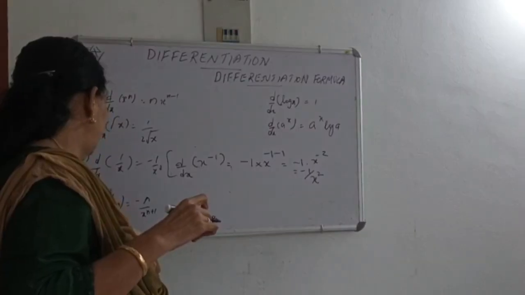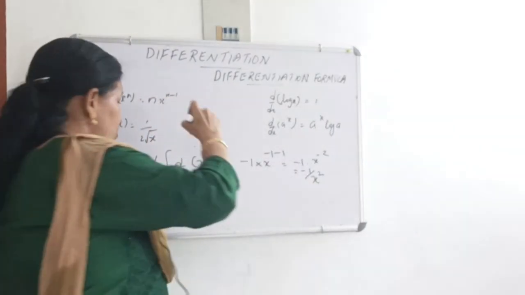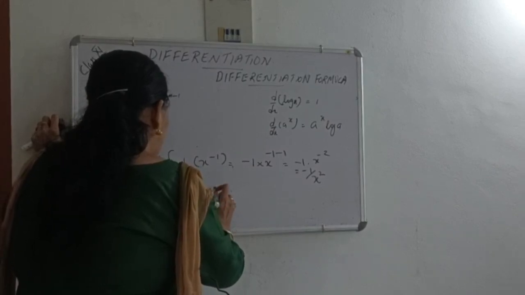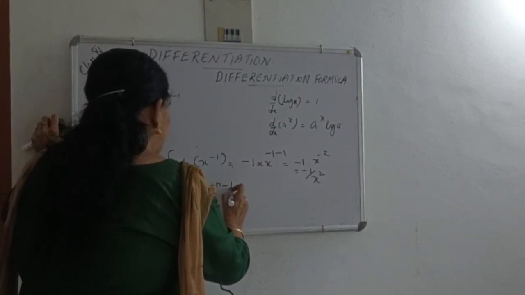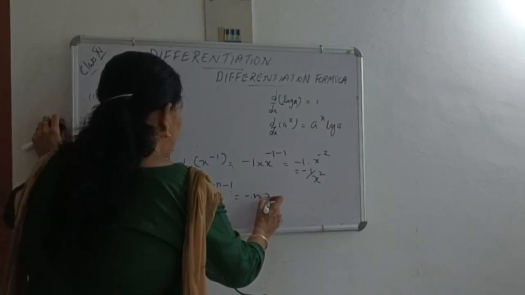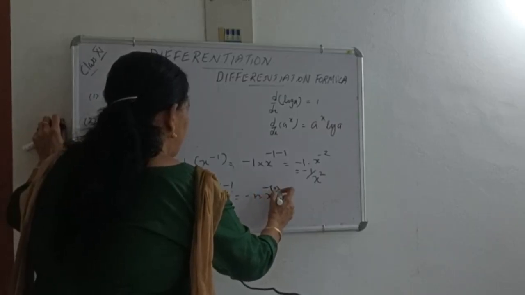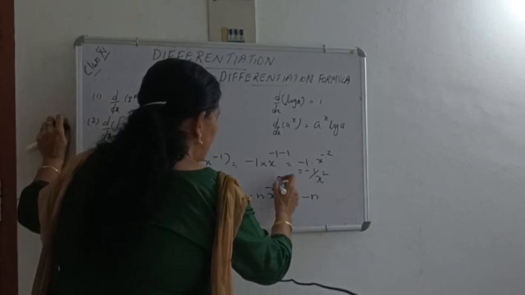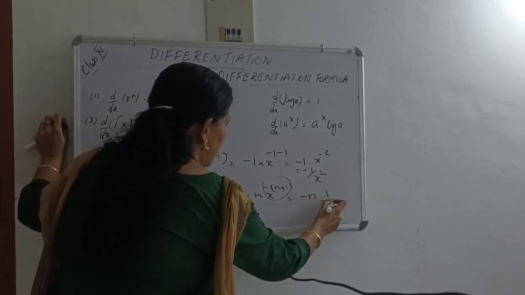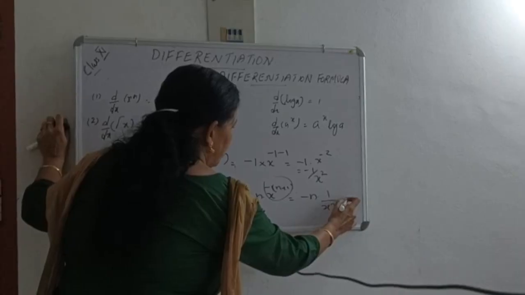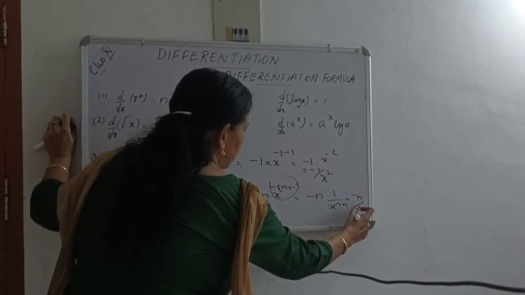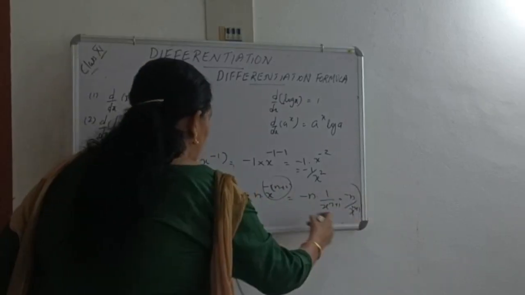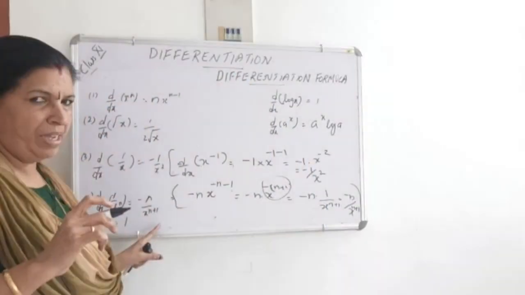In the same way, d by dx of x raised to minus n is minus n into x raised to minus n minus 1, that is minus n into x raised to minus of n plus 1. Taking minus as a common factor, minus n into x raised to minus n plus 1 means 1 by x raised to n plus 1, that is minus n by x raised to n plus 1.